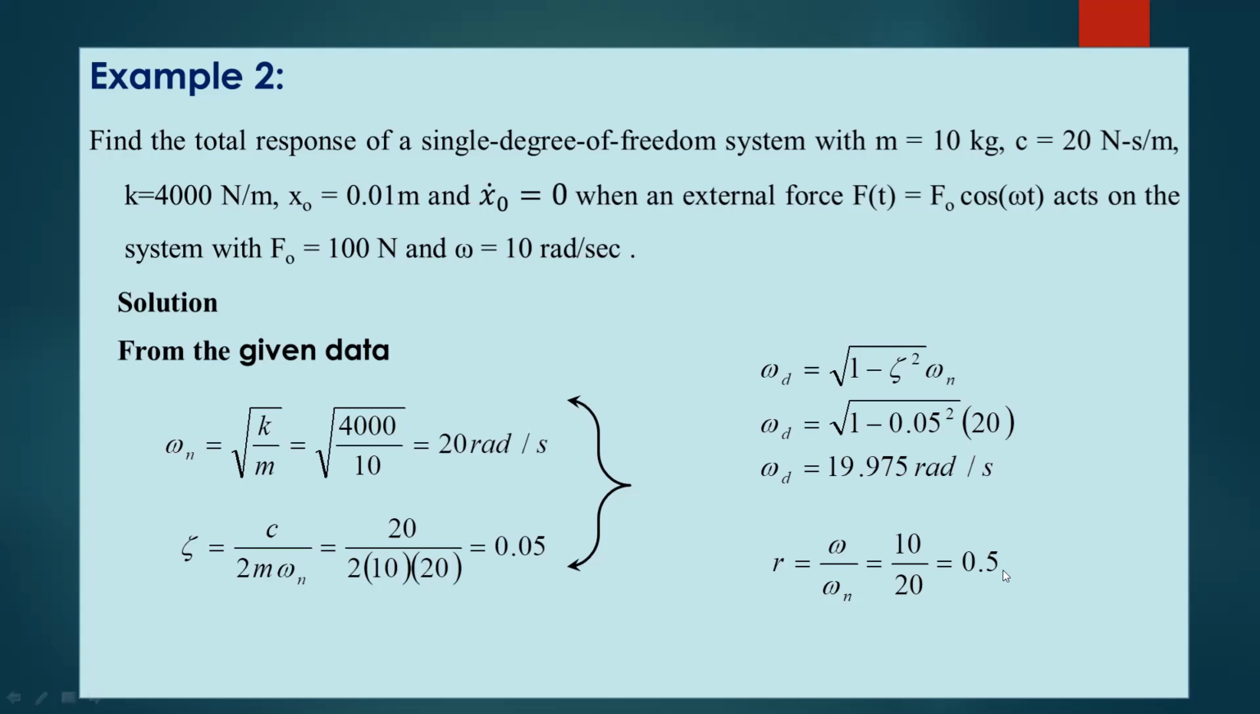Whenever the R value is less than 1, we consider the stiffness control system. If it is greater than 1, we consider mass control. If it is exactly equal to 1, the damper control system should come to our mind. So this is just a stiffness control system.